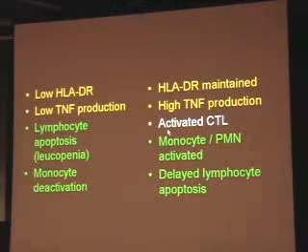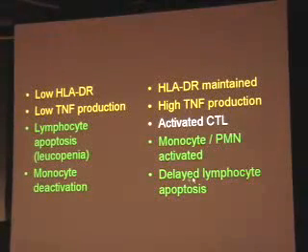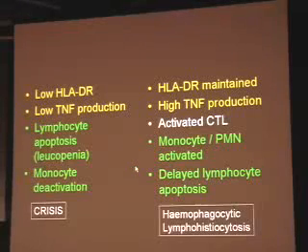So we have two states then that we've kind of covered. We have a sort of immune incompetent state, if you like, that has a number of features. It has a low DR and it has low tumour necrosis factor production in response to a secondary insult. We have widespread lymphocyte apoptosis and perhaps even low white cell counts, and we have monocyte deactivation. And at the other end, we have high DR, high TNF, lots of activated lymphocytes, lots of activated monocytes, and delayed apoptosis. And this, then, is what we're going to be calling crisis, and this, perhaps, in its most extreme form, is hemophagocytic lymphohistiocytosis.